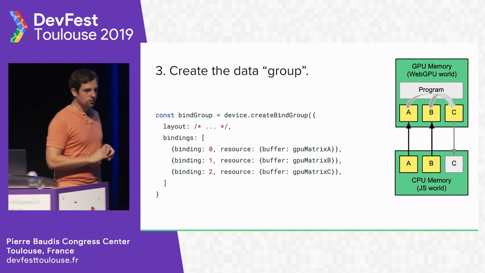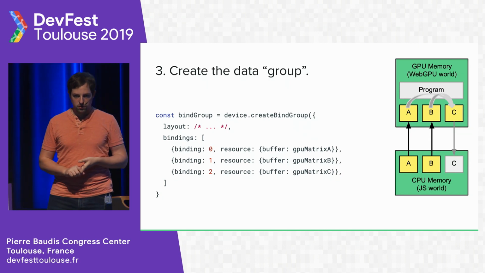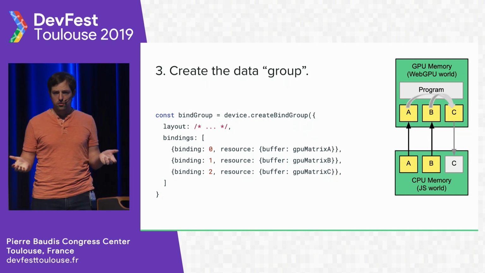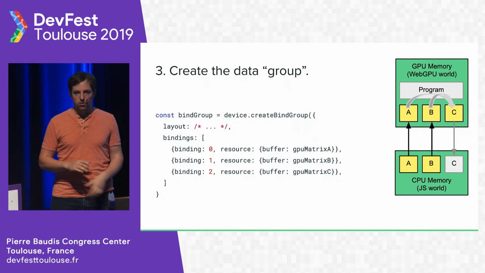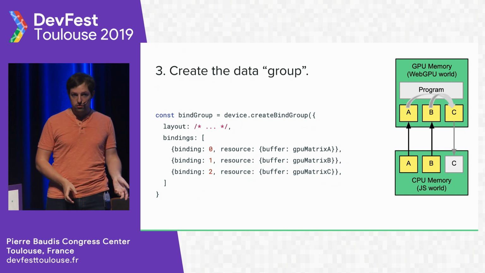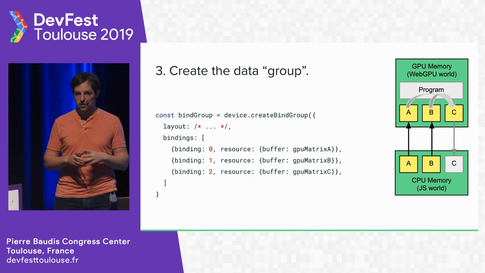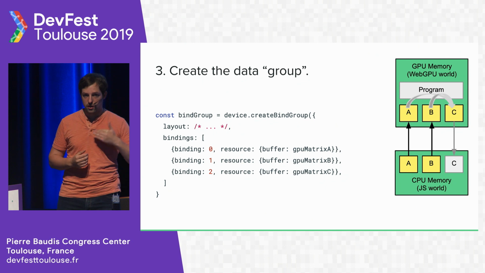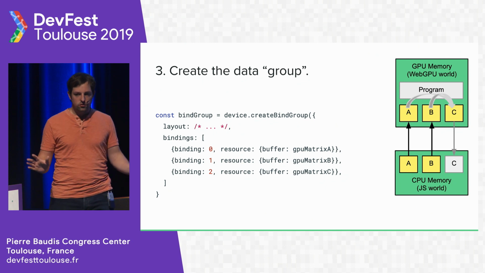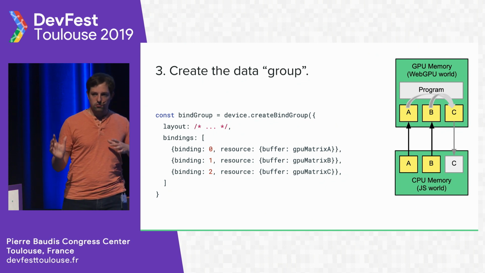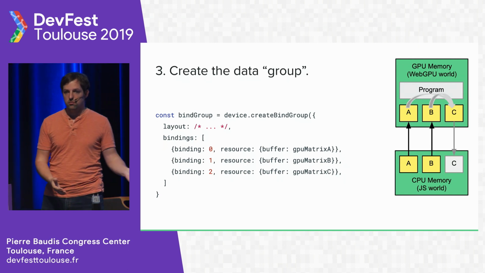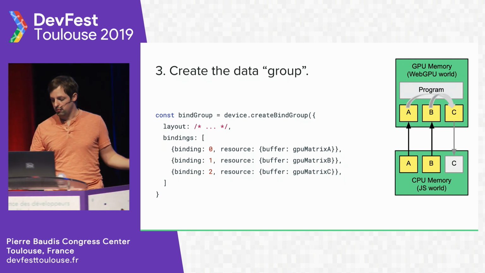Then we create the resource groups, like we saw before. That's called the bind groups. It's kind of a detail of how the API works. It's not really useful for compute. It's more useful if you're making a video game that has to do a lot of commands every frame. Let's just assume we have to put the different buffers in a group so we can use them with the program.